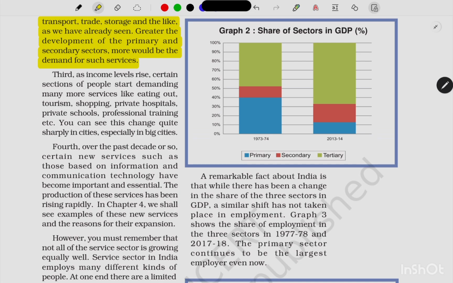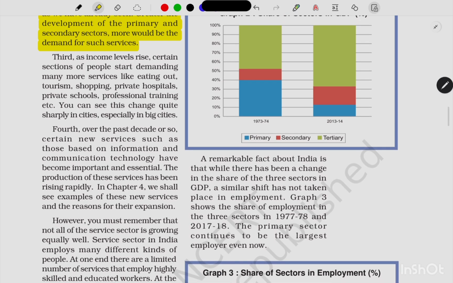Third, as income levels rise, certain sections of people start demanding many more services like eating out, tourism, shopping, private hospitals, private schools, professional training, etc. You can see this change quite sharply in cities, especially in big cities. So here's a question that might come, 5 mark question.